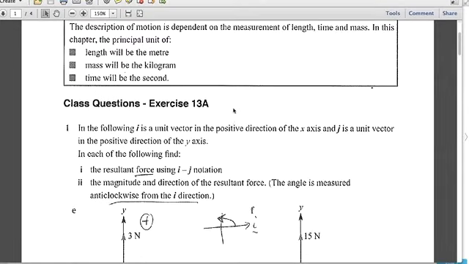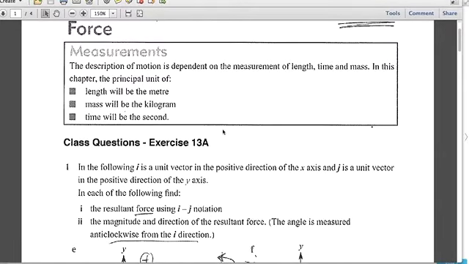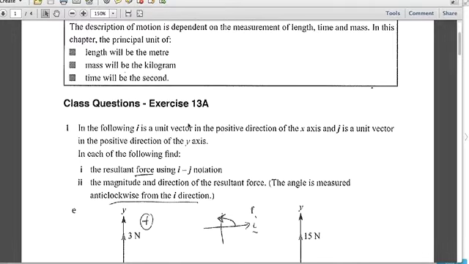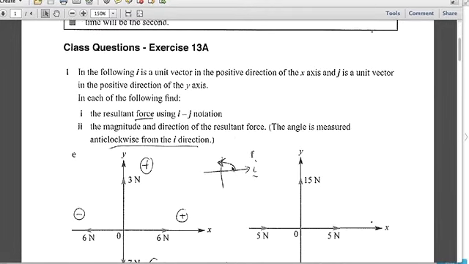13A we're looking at dynamics and the idea of forces being applied in different directions. So in 13A the first thing we're looking at is something called the resultant force, and we're looking at IJ notation. Now the idea here is that for everything in this exercise you need to consider the vertical and the horizontal components of what's going on.